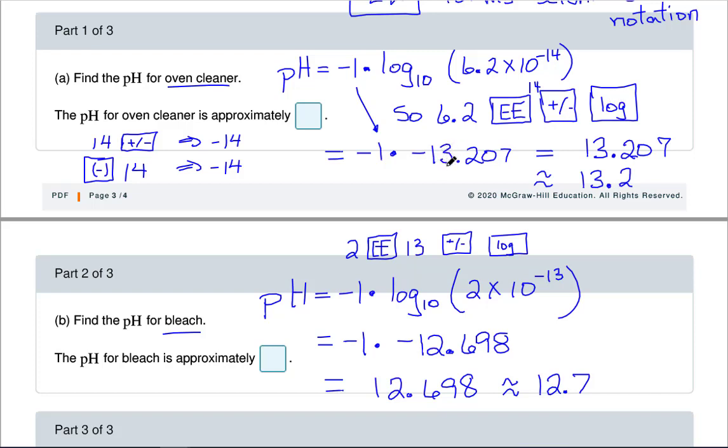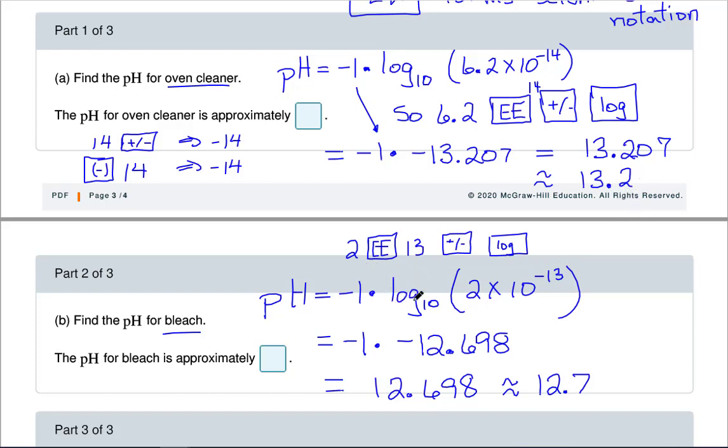It is minus 13.207. When you multiply it by the minus 1 in the front, that's what makes it positive. So it's typically always going to give you a negative number. So it turns into a positive one. We then round it to one decimal place.